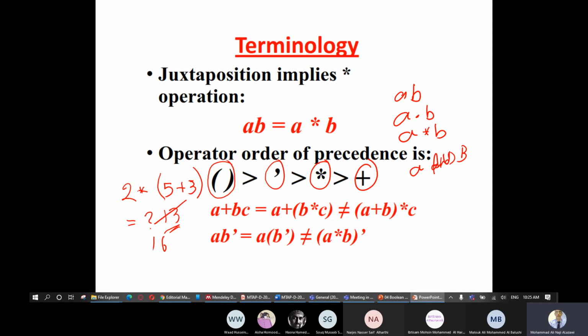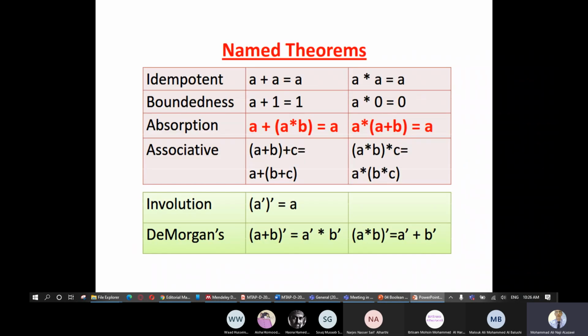The same thing is applicable in Boolean algebra. A or B dot C equals A or (B dot C) between parentheses, which is not equal at all to (A plus B) ANDed by C. Also, A B prime: first I find the B prime, then I execute the other operation. So this is very important, to maintain the sequence of implementation.